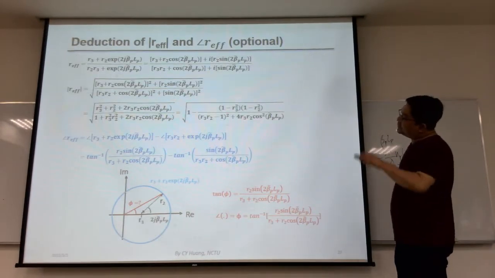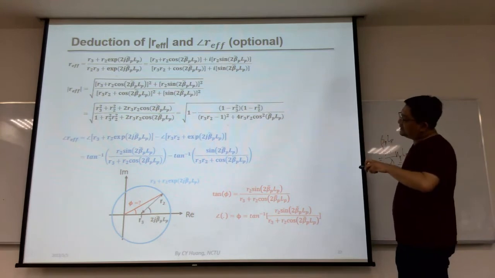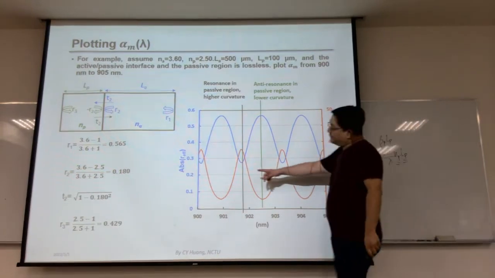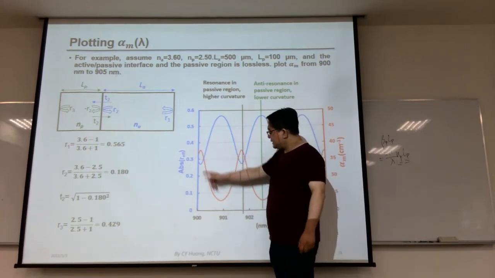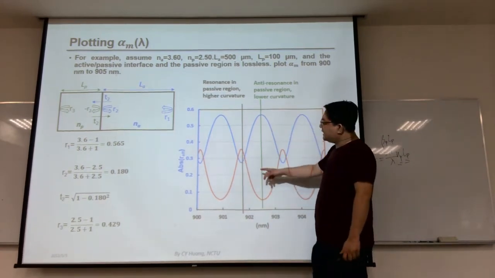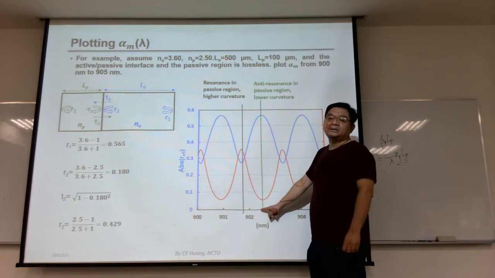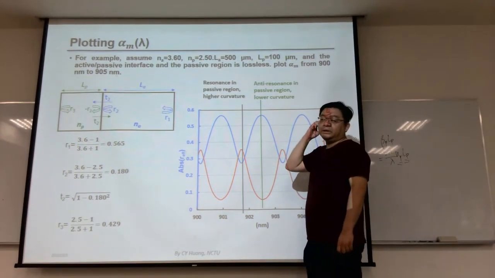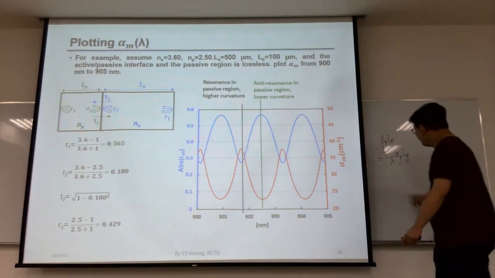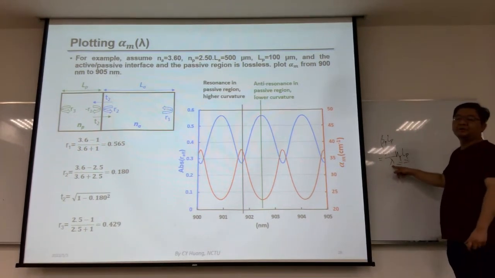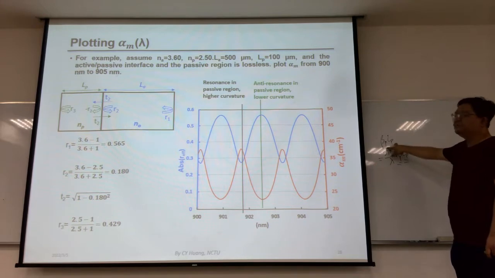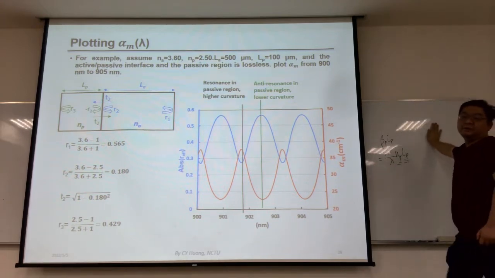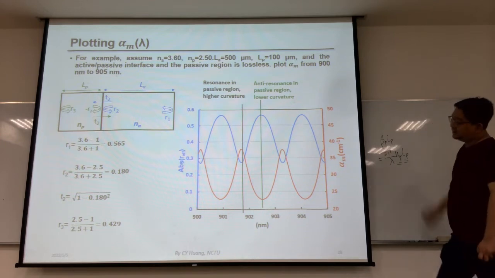If we put all the numbers in, plot the absolute value of the reflectivity as the blue curve, you will see that we can insert different beta. Beta is according to 2 pi over lambda, so it is a function of lambda. You insert different lambda, you will get a different beta, and then you will get a different reflectivity here.